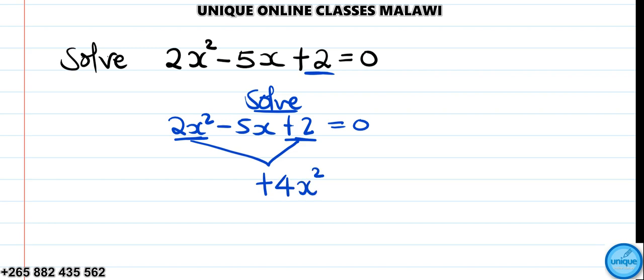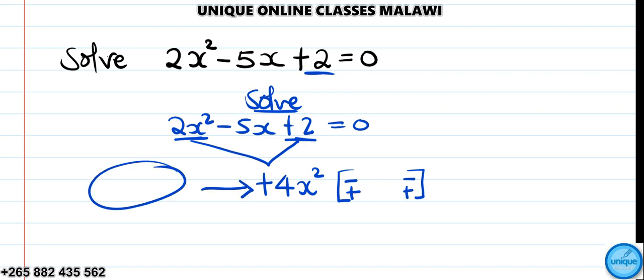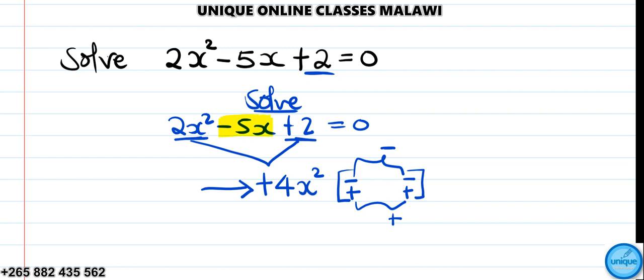4x squared. Now, whenever you are given a positive number after multiplying the first term and the third term, it means the factors can either both be negative, because if you multiply two negative numbers the answer is positive, or both positive. My factors cannot be a positive number and a negative number. If you add two positive numbers, the answer is positive, and if you add two negative numbers, the answer is negative. So looking at our second term, it's a negative number. It means that the factors will both be negative.